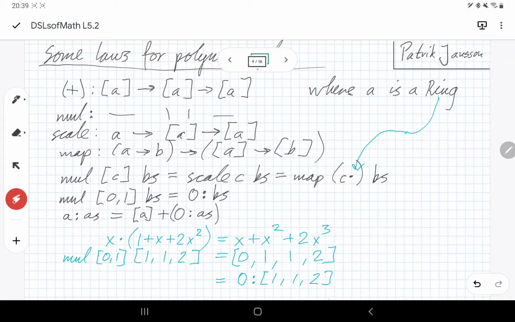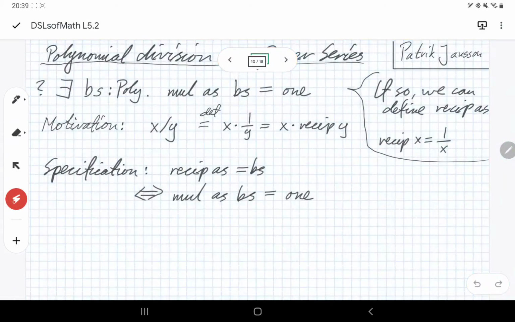Okay, now we have some properties that we can use later on. Let's move towards division. So the question of division, in general, we want to be able to divide some polynomial x by some other polynomial y. But as we can define this as x times 1 over y, that means we only have to define recip, which is the function that computes 1 over.